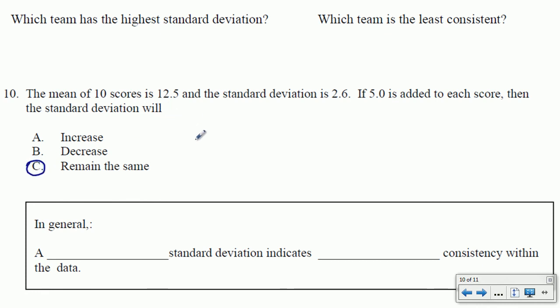So what happens basically is you have your cluster of data and it just shifts to the right. They are no more or less spread when they're all shifted to the right. So last, in general, a lower standard deviation indicates a greater consistency within the data.